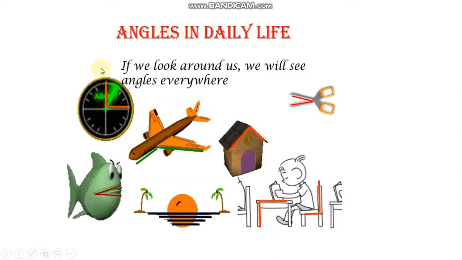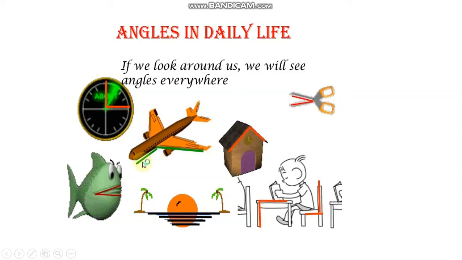What's the time in the watch? Yes, it is 3 o'clock. So, these two arms meet at a point, and we represent that as an angle. What angle is that? That is a right angle. This is represented as a right angle.